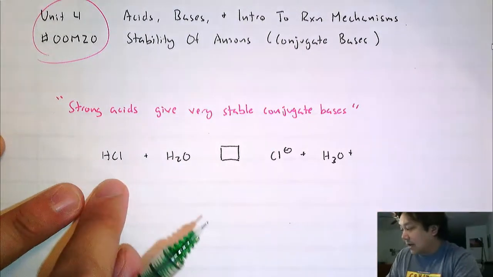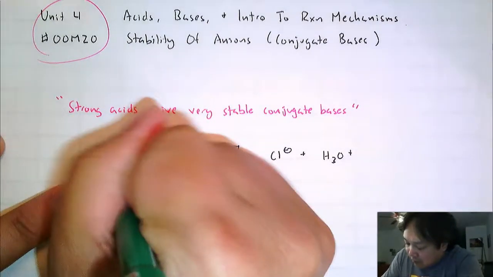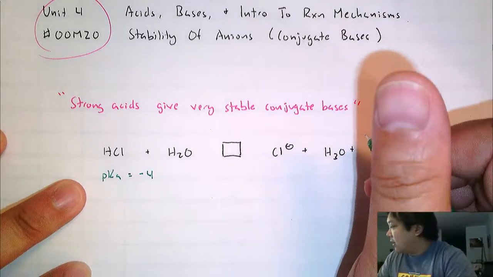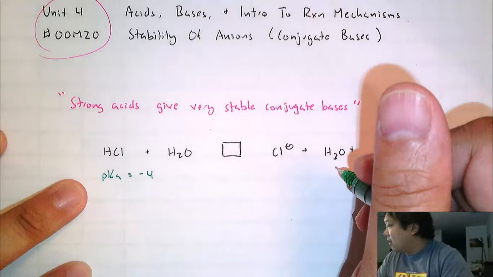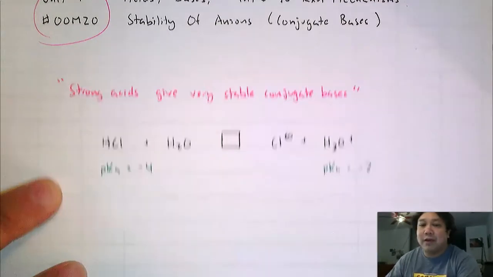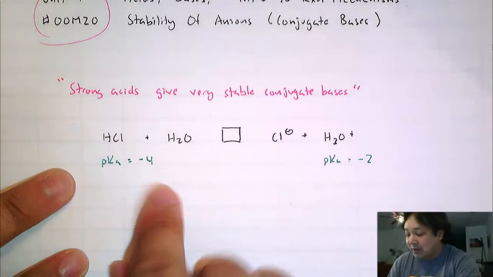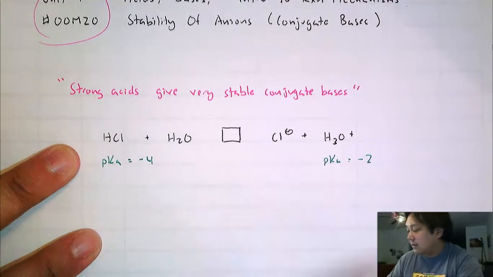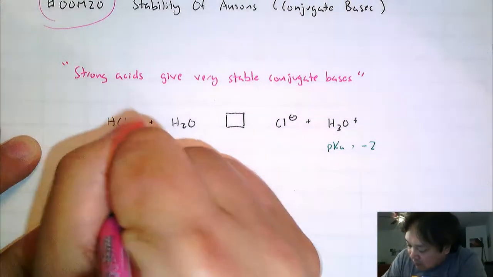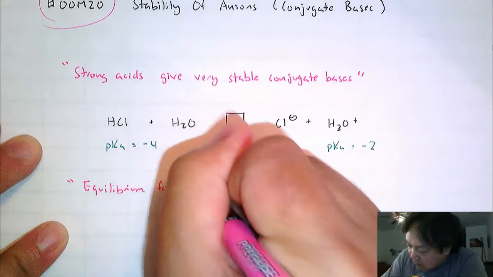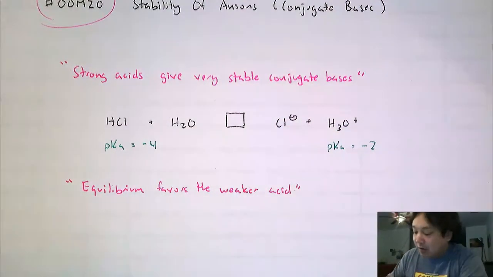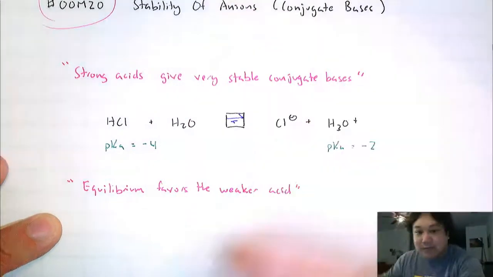The pKa of the acid on the left is minus 4. And the acid on the right is the hydronium ion, and I'm just looking at my pKa table. There it is. pKa equals minus 2. Do you remember that the more acidic a molecule is, the lower the pKa? So HCl is definitely more acidic than H3O plus, and the other phrase that you recall is equilibrium favors the weaker acid. And we're going to draw an equilibrium arrow mainly going to the right. It's a little bit small, but we're favoring the right.